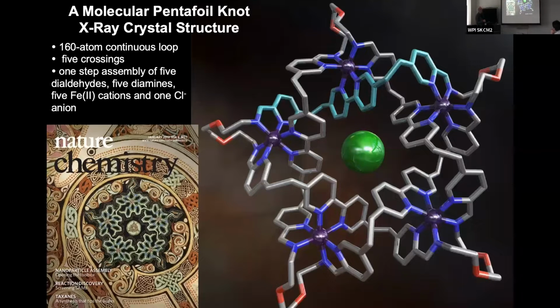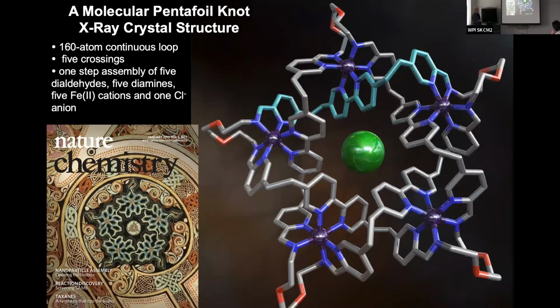How do we know that we have the knot? Well, this is the X-ray crystal structure of that knot. And to show you that this ligand strand really is knotted, if we start here in the middle of this blue unit, then if we follow it round clockwise, the strand goes over here, then round the metal ion, then under, then over, round here, and then under, over, round, under, over, all the way round, under, over, round again, under, and back to the start. So this is one continuous loop.